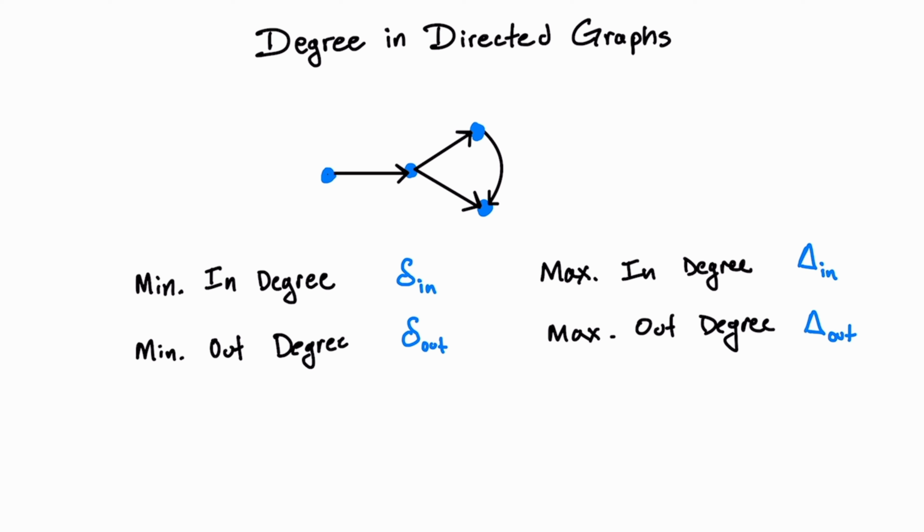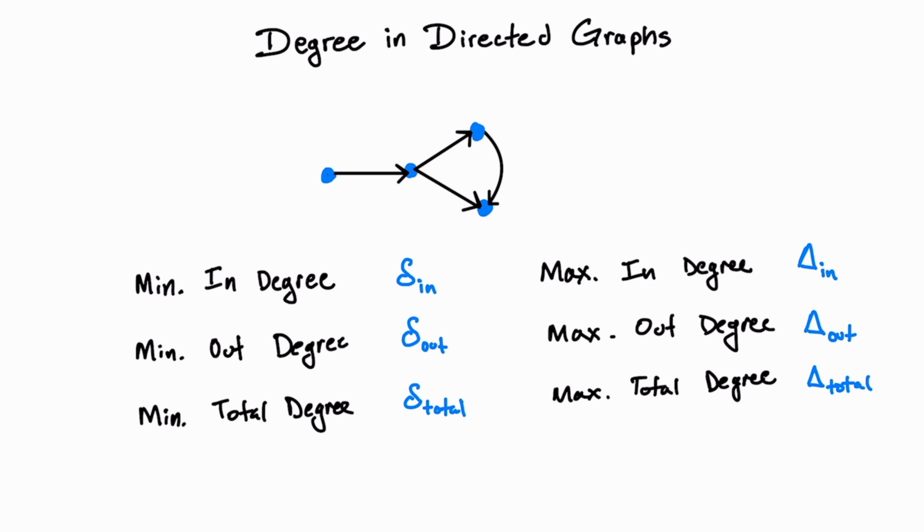Finally, we can talk about the minimum and maximum total degree. Just like before, we'll use the lowercase and uppercase Greek letter delta, and we'll write the word total in subscript to indicate that we're talking about the total degree. So now, pause for a second and see if you can find the minimum and maximum total degree in the graph. The minimum total degree is 1, and there's one node with that degree, right here. The maximum total degree is 3, and there's one node with that degree, the middle one.